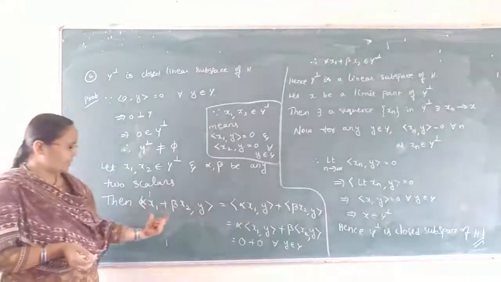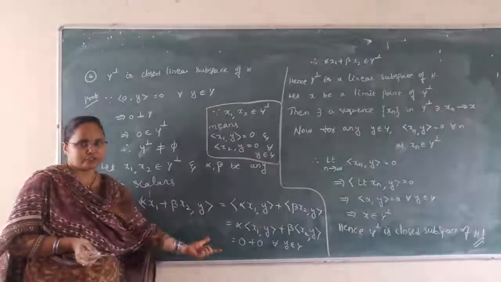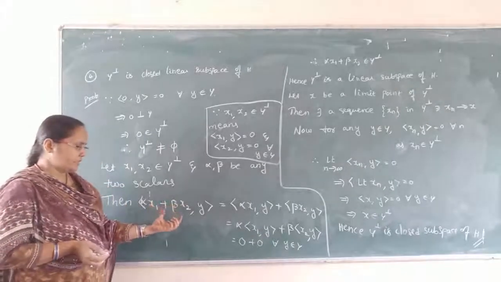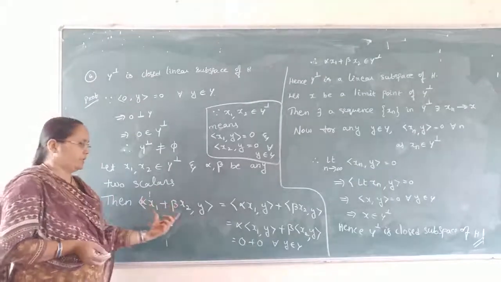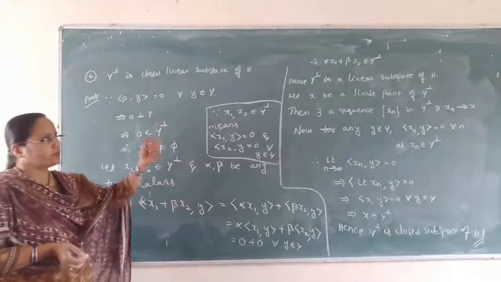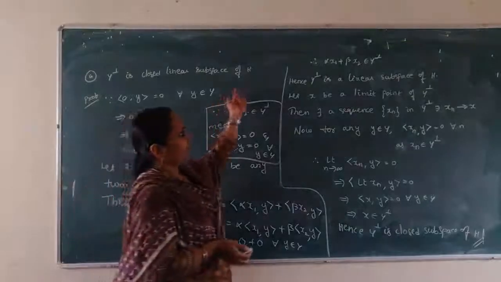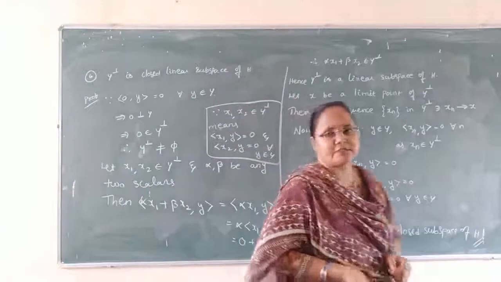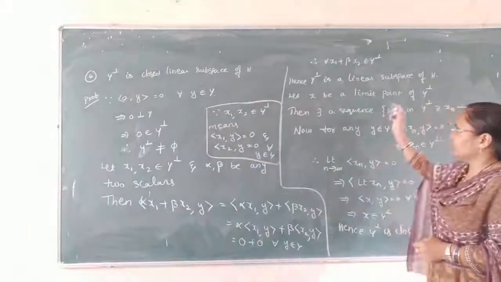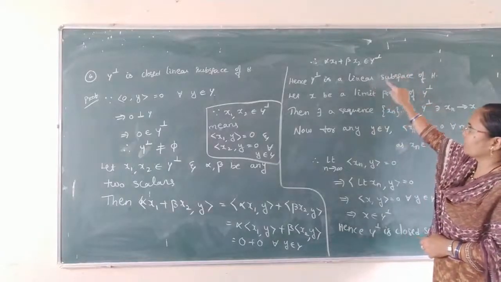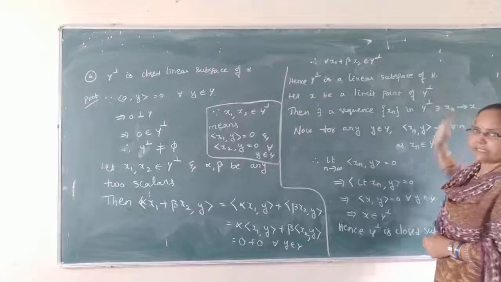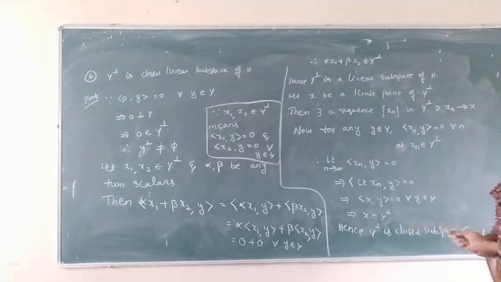Again, the inner product of these two variables is equal to 0, meaning this element belongs to Y orthogonal complement. So our next line is: therefore alpha x1 plus beta x2 belongs to Y orthogonal complement. This gives Y orthogonal complement is a linear subspace of H. Next, we want to show the closed property.